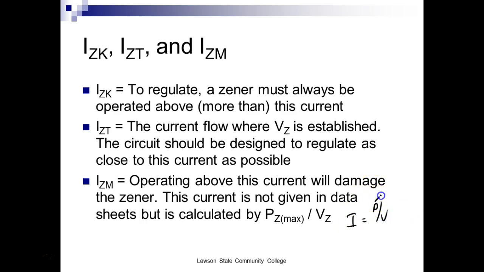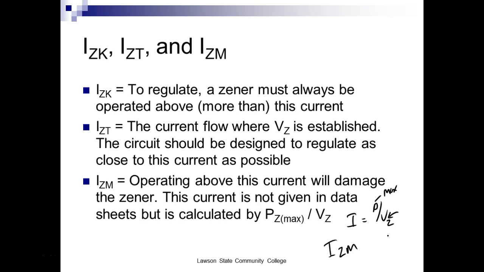So over here, we're going to use the max power that's given in the data sheet. And then we're going to use VZ, and this will give us what? This will give us IZ max. So we have to calculate IZ max. Now, why do they do that? I don't know. It's just what they do.